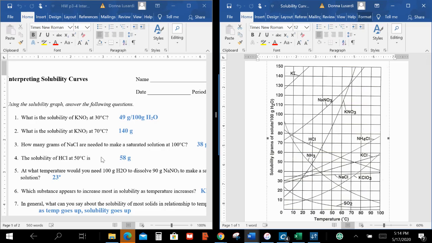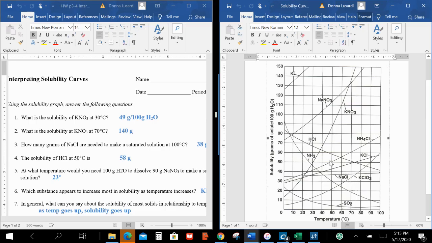For number 3, NaCl, how many grams to make a saturated solution? I make a saturated solution when I dissolve as much as I can. So the line for NaCl tells me how much I can dissolve to make a saturated solution. So here's 100 degrees, take it up to the NaCl line, and it's just a little bit below 40. I would probably call that 38, 39, 40 grams per 100 grams to make a saturated solution. That is also the solubility at 100 degrees.